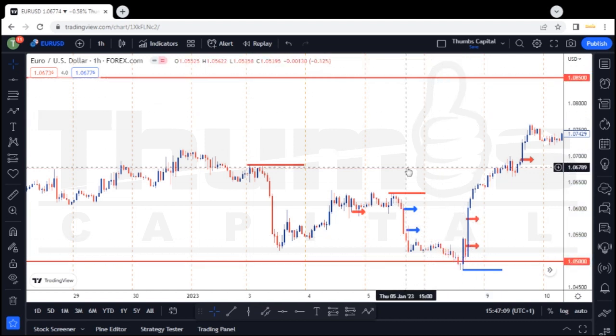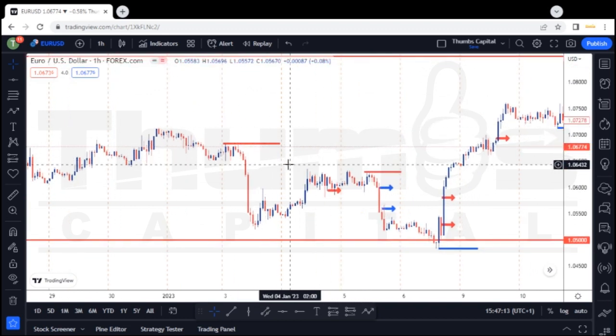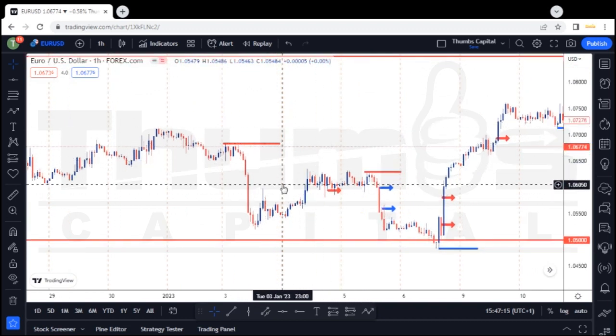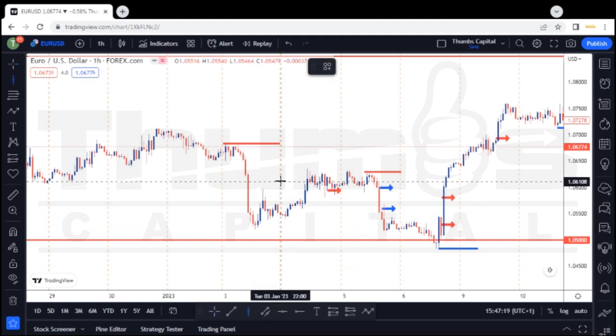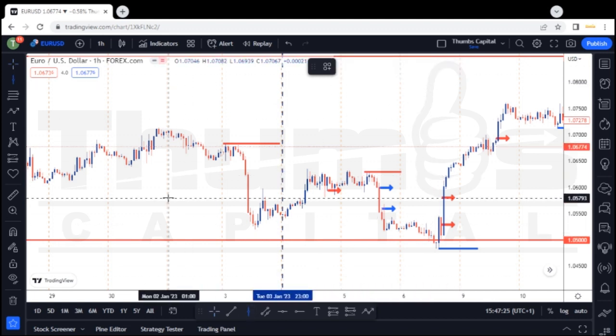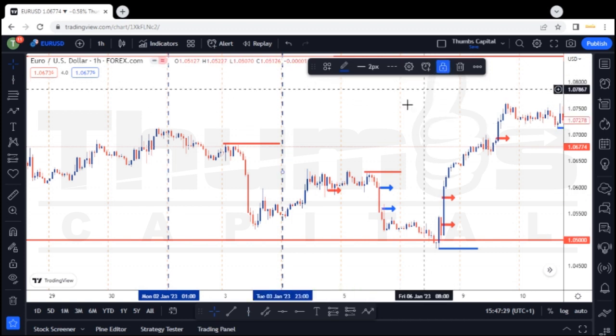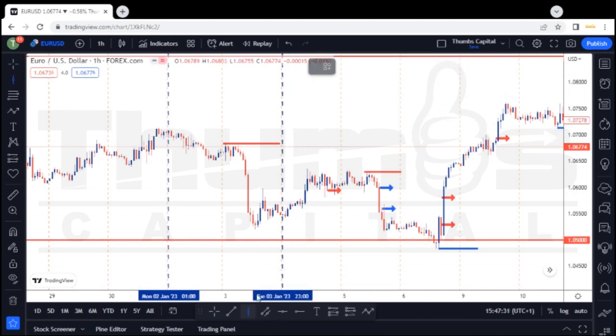When the market closed on Tuesday, I knew it was the end of an intra-week contract, which is Monday-Tuesday contract. So let's go ahead and mark that on the chart. Here is the close of Tuesday. And here is the open of Monday. The next step is to mark Friday close, which happened to be the end of the second intra-week contract.